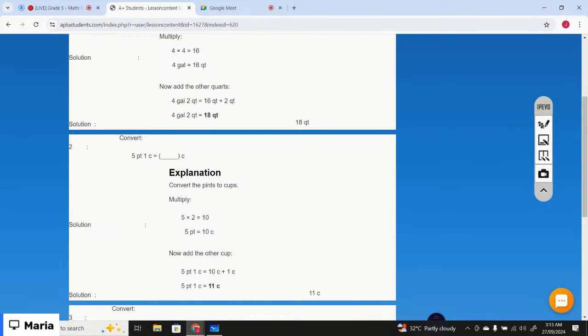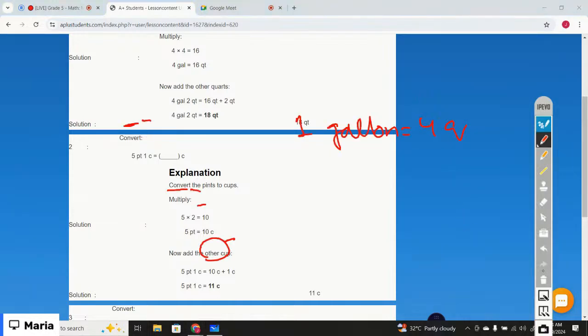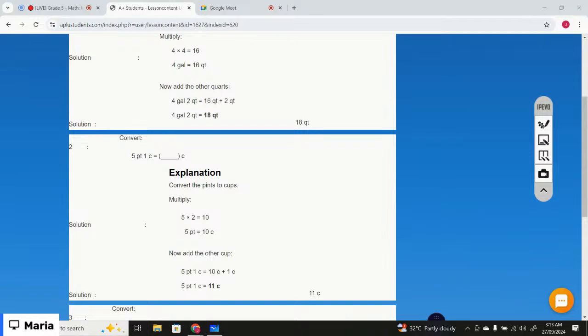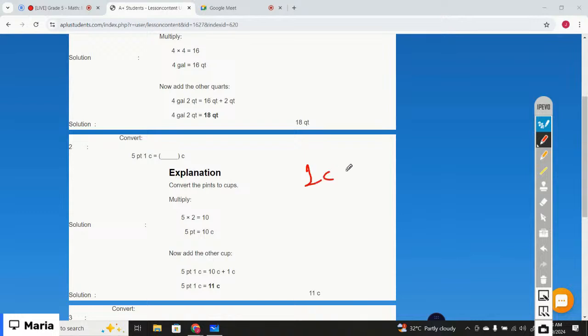Okay, look at the second one, that is 5 pints 1 cup. You have to convert into cups. So basically that's a conversion from pints to cups. 1 cup equals 2 pints. So you need to do 5 times 2. First thing, you need to convert this pint to cups. 5 times 2 is 10 cups. So you already have 1 cup here. 10 cups and 1 cup means 11 cups. That is option number, 11 cups it is.